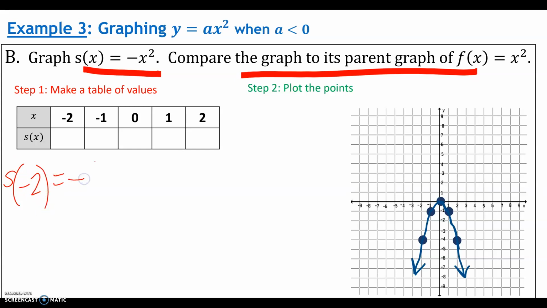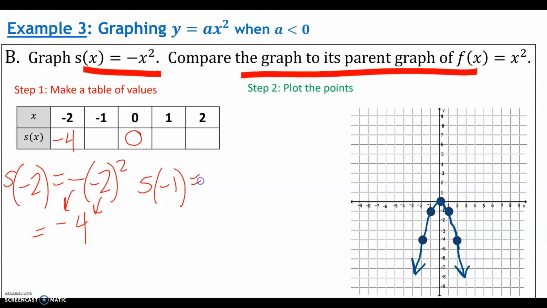Be careful. So the negative's already there, but then you're going to plug in another negative. So the inside would be a 4, but this negative would essentially just make it -4. 0 obviously is still going to be 0. Let's do -1. And this becomes 1, the negative out front, and obviously by symmetry, those would be the same. Okay, now I kind of jumped ahead. I already plotted my points, and I already drew my curve. So again, notice the symmetry, and notice that it's opening downward.